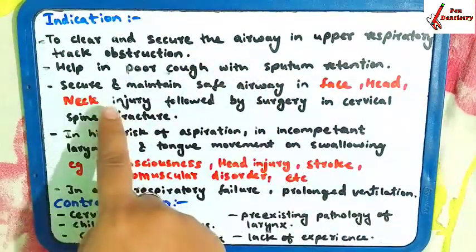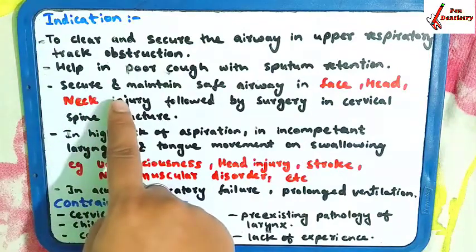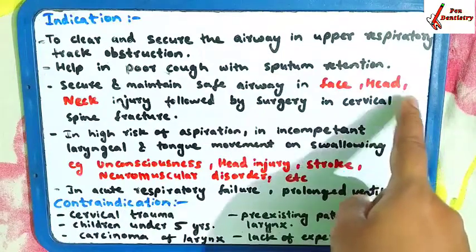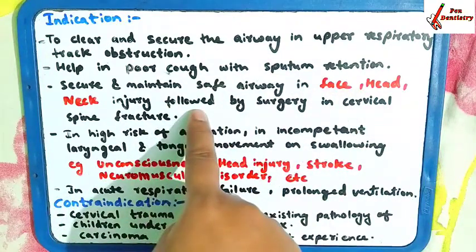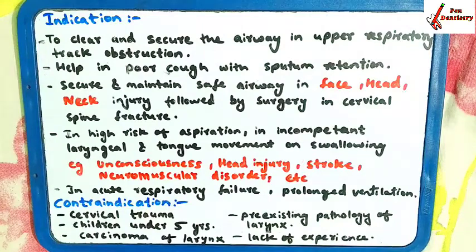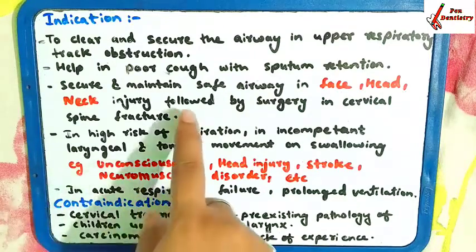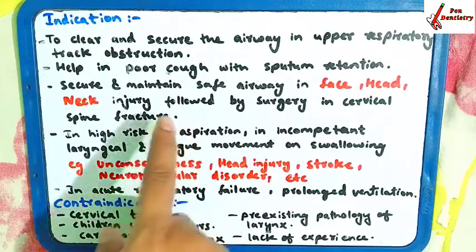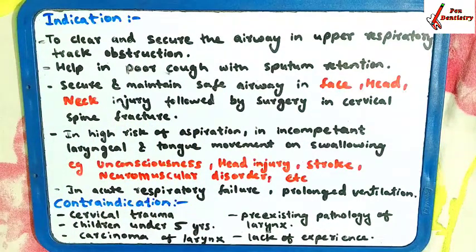It is used to secure and maintain a safe airway in face, head and neck injury. During face, head and neck injury, to secure the airway, we go for the tracheostomy. Injury followed by surgery, or a cervical spine fracture, when there is a fracture in the spine region, at that time also we do the tracheostomy for an easy airway.